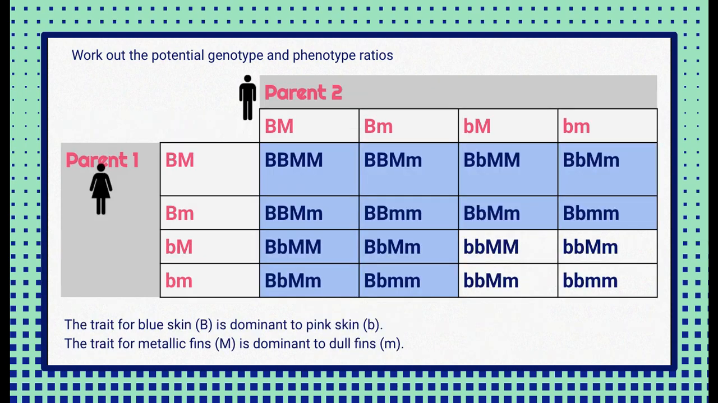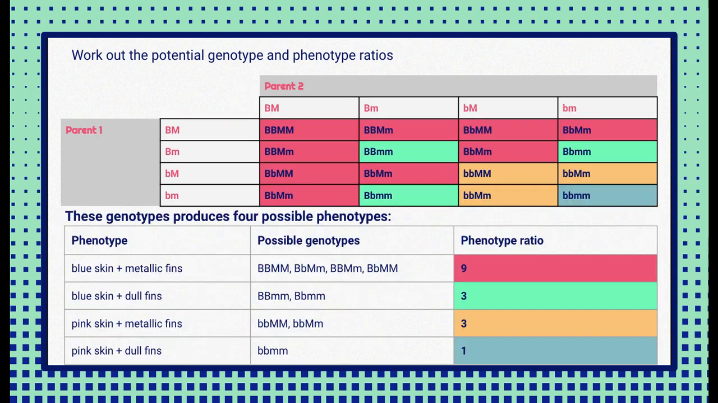When we look at the Punnett square, everywhere that has a capital B is blue skin, whereas everywhere that has a capital M are metallic fins. When we look at it together, it produces a 9:3:3:1 phenotype ratio. You can see which genotypes code for which phenotypes and result in what ratio.